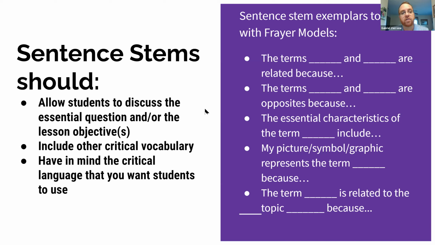So you want a sentence stem that's going to allow students to discuss the essential question and or the lesson objectives, right? You want every time they talk, because there's not that many opportunities, you want it to tie back in. What is it that I want students to know? And what do I want them to be able to show me when they're done with this lesson, right? So they should be talking about that in some concrete way. You want to include other critical vocabulary that is related to what they're talking about. And you want to think about, if they start off with this sentence stem, will they actually talk about what it is that I want them to talk about?